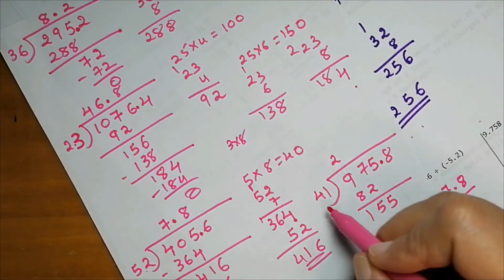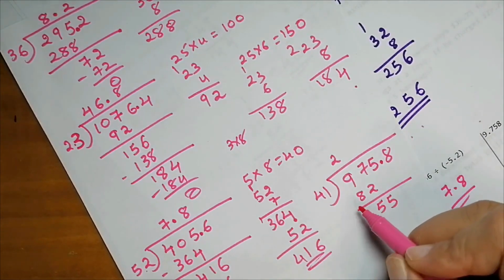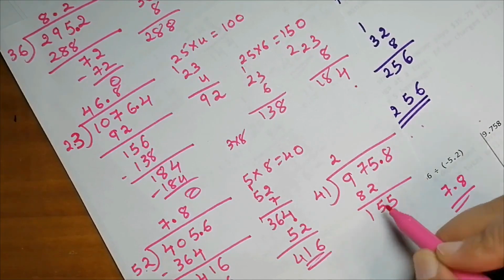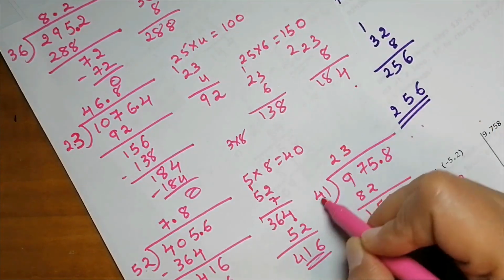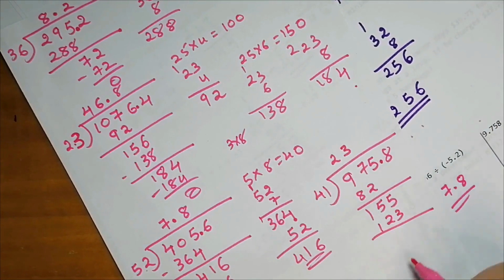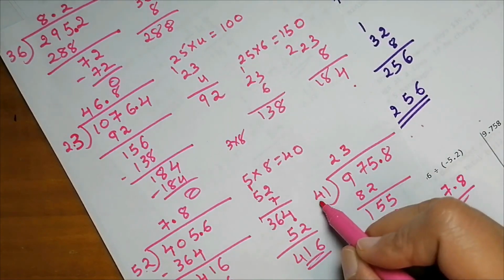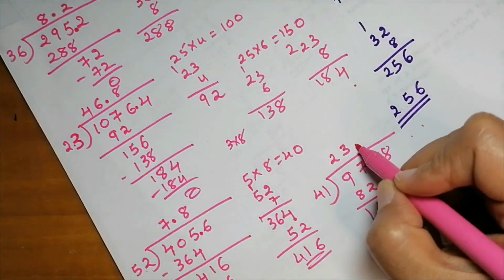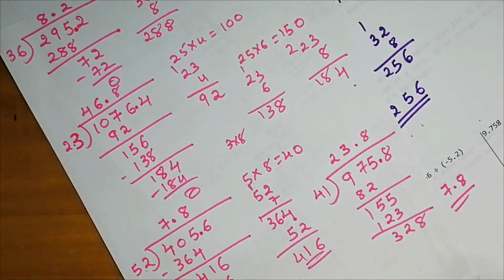Okay, now 41 table. It's quite simple. 4 times 3 is 12, right? And 4 times 4 is 16. So we will have to do with 3. And 41 times 3 is easy to do, 123. Okay, so 2 here, 3 here. We put 8 here now. So 4 times 8 is 32. Okay, and 1 times 8 is 8. So this will be times 8. Okay, 328.